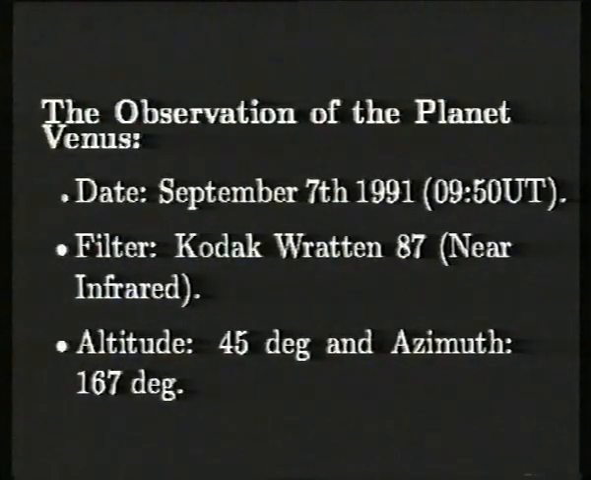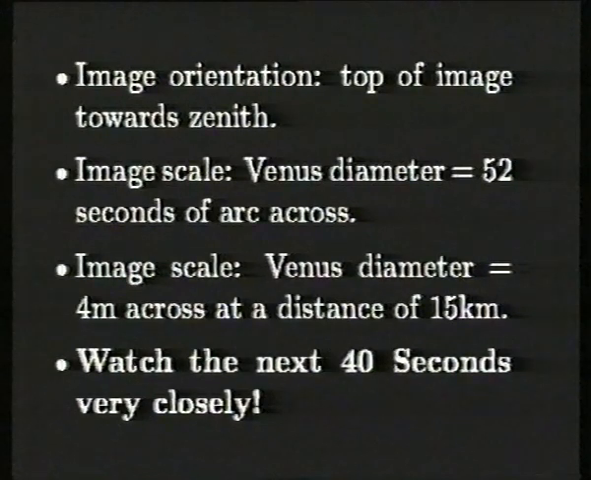On September the 7th, 1991 at 9:50 GMT, the planet Venus lay almost due south and was 45 degrees in altitude. The zenith direction was towards the top of the screen, and the angular size of Venus was only 1/35th the diameter of the Moon. You will now see what was observed. Keep an eye on the right of the screen to start with, then follow Venus very closely.